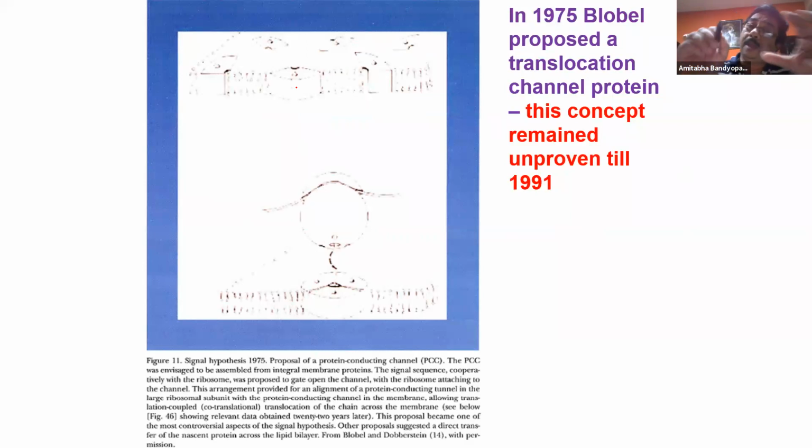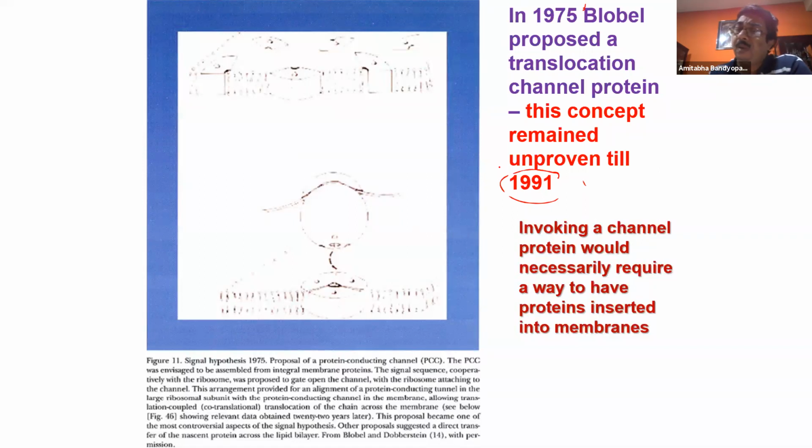The ribosome, as it is scanning the mRNA and synthesizing the protein, will sit on that channel and will insert the protein inside the channel, and that's how the whole thing happens. So this was, he proposed in 1975, which could not be proven till 1991. This is how insightful a scientist Gunter Blobel was.